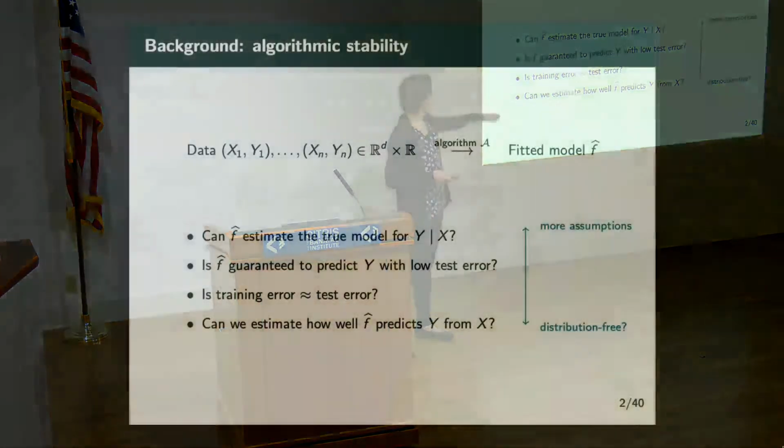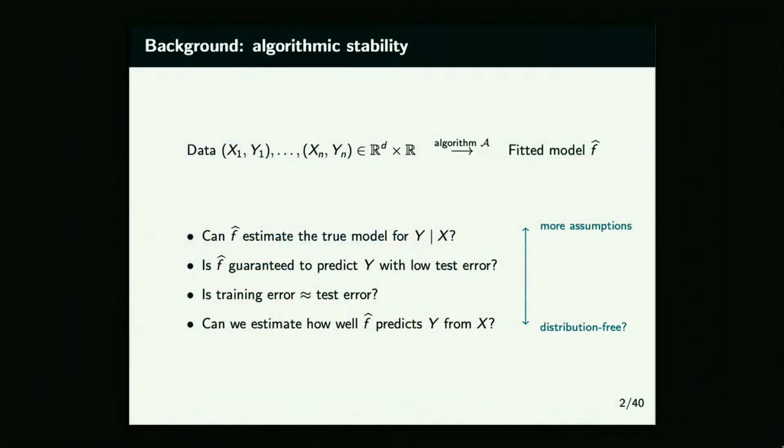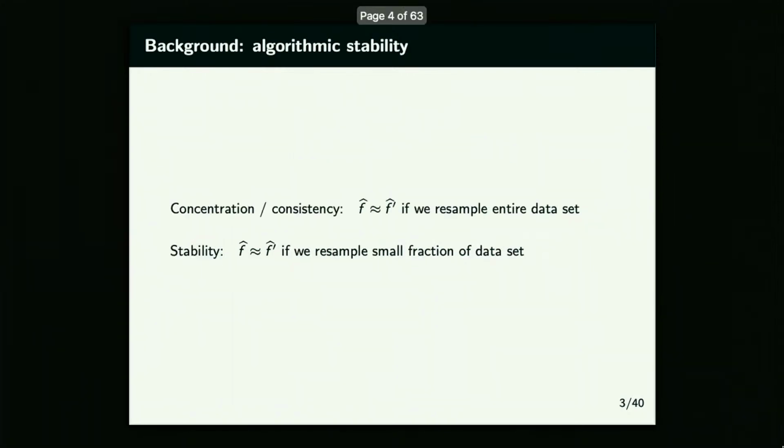And as we move down this list where we try to remove as many assumptions as we can, a lot of times in the literature, the last assumption standing is an assumption along the lines of algorithmic stability. So let's talk about what that looks like. In a strong assumption setting where we're parametric or something like that, or we're heavily regularizing the fitted model, then we might expect some kind of concentration or consistency, that if I were to resample the entire data set and rerun the exact same algorithm, I would get similar answers.